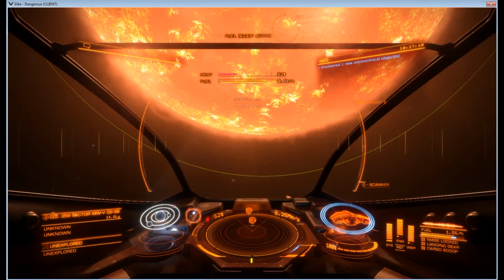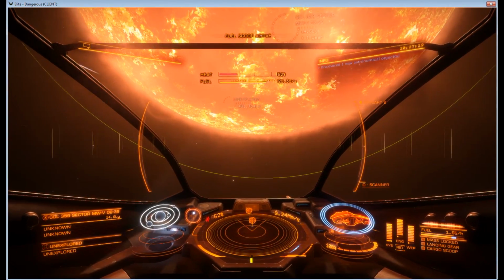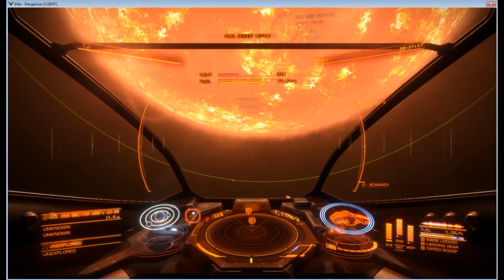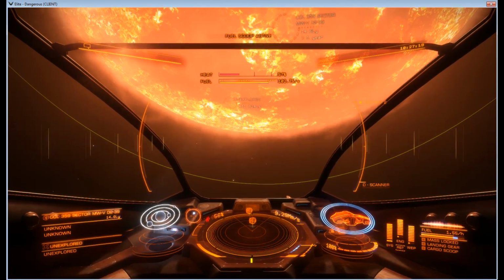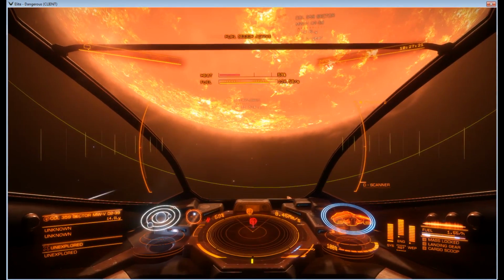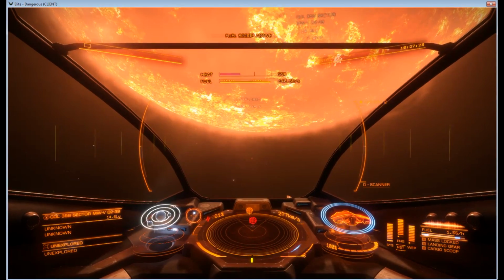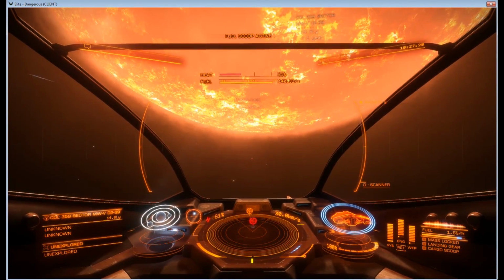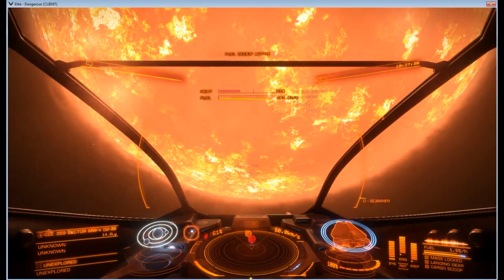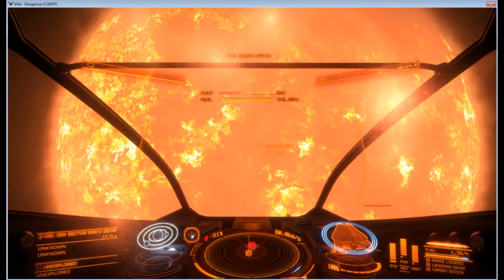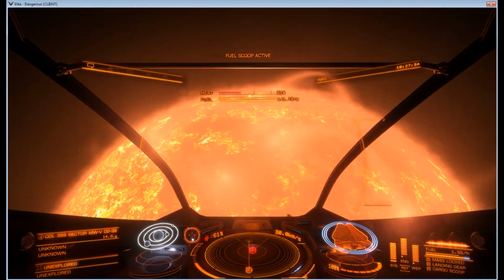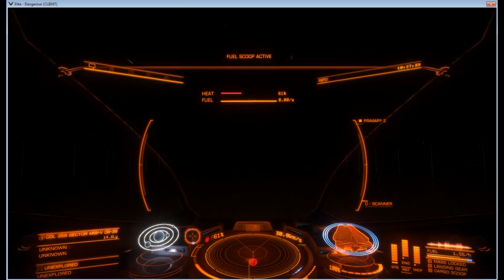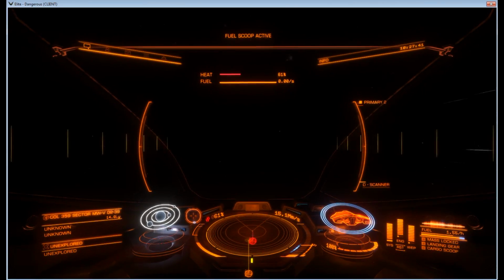So we approach the sun slowly. Fuel scooping. There we go. We could get closer, but we don't want to risk overheating. On that point, the macro is always keeping an eye on the temperature of the ship, so that if it reaches 70%, the ship is just going to do a U-turn and hightail it out of there.